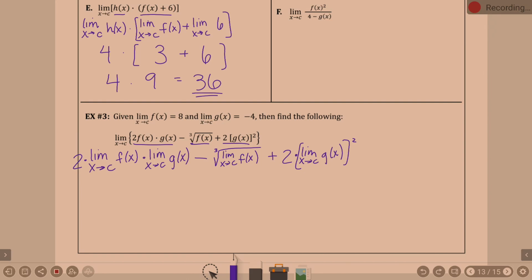Okay, plug and chug. You're not caught up with me, right? You're like, I'm not ready to plug and chug. So, 2. What's the limit of f? 8. 8 times the limit of g, -4, minus the cube root of the limit of f, cube root of 8, plus 2 times the limit of g squared.